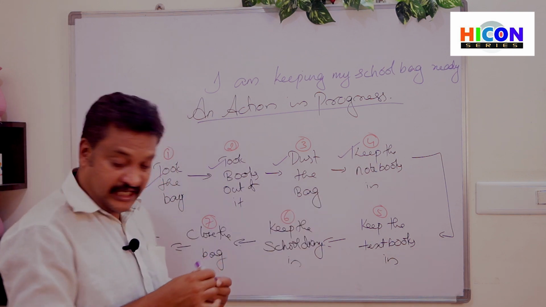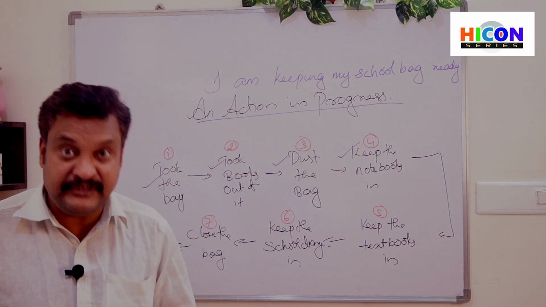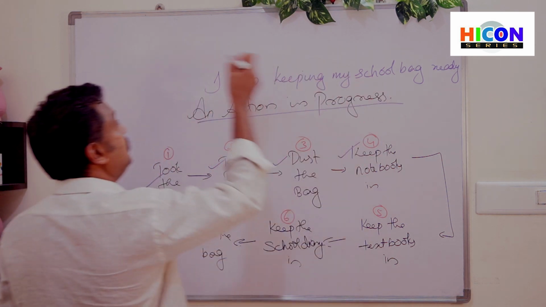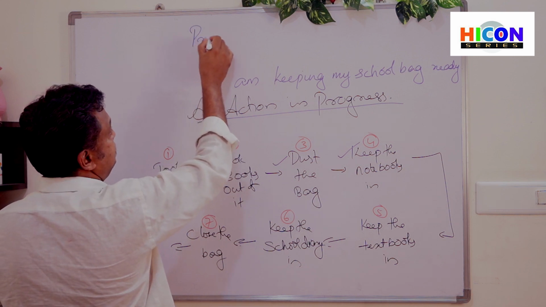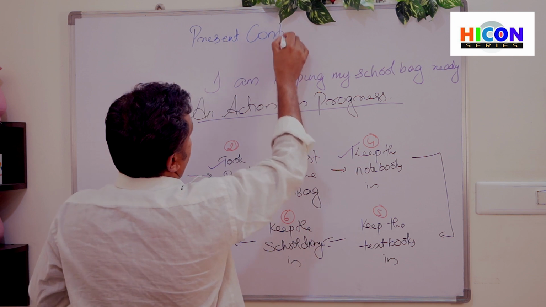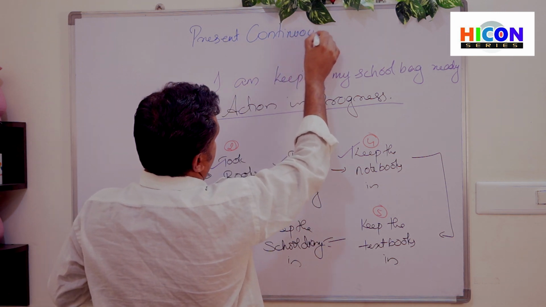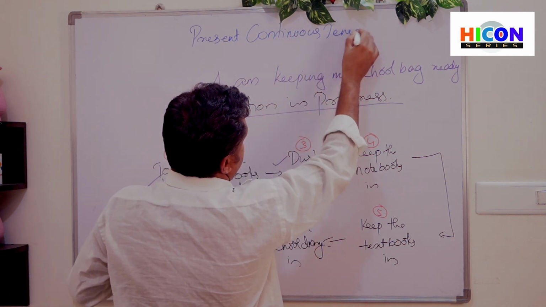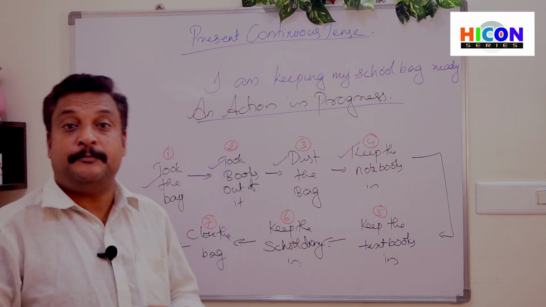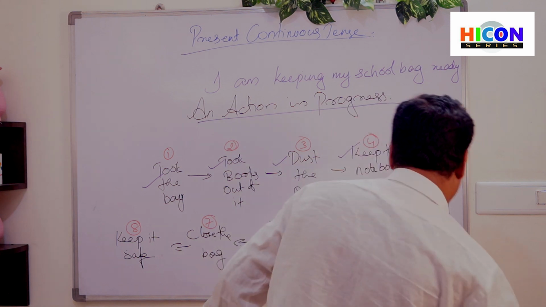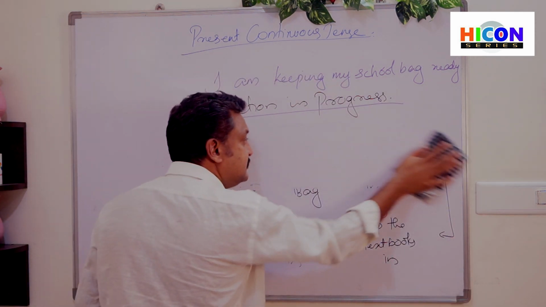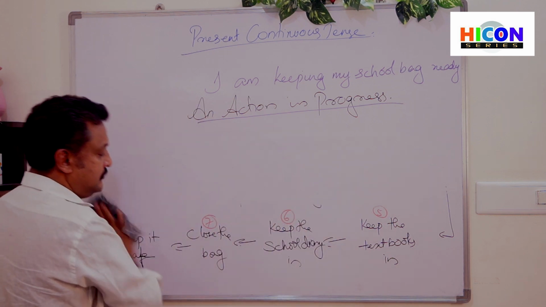Yeah. So when we have to tell something, an activity that is in progress, we need to use what? Present continuous tense. So what do we use? We use a present continuous tense to express an action that is in progress. Okay.